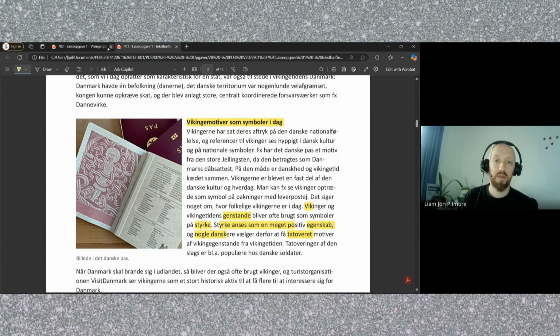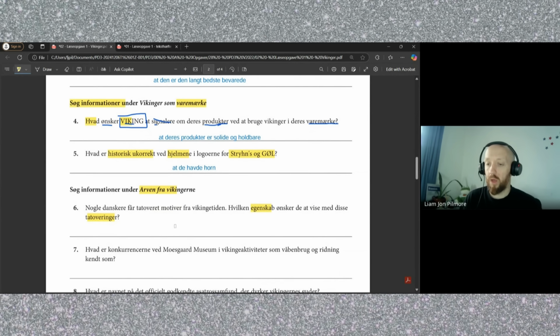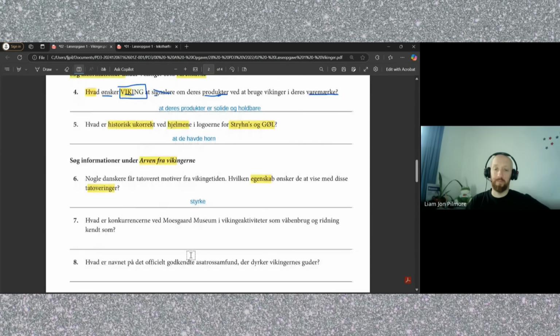So what is our answer? Let's just check the question again. Hvilken egenskab ønsker de at vise? What characteristic do they wish to show? Strength. Styrke. I can get away with just one word for this one. Next question. Going really well.